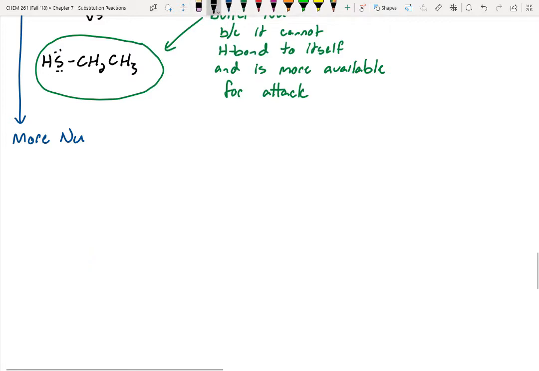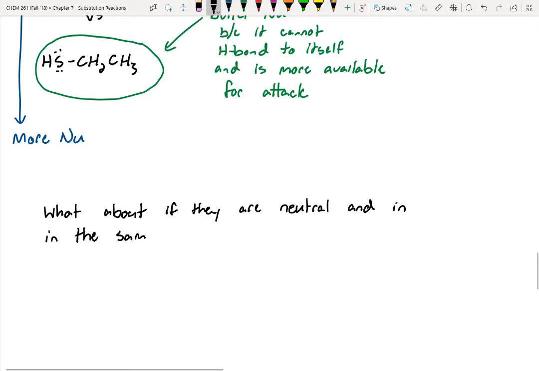So what about if they are in the same row? We just did the column. So up and down, right? So what if they are neutral and in the same row? Holy cow. The same row.